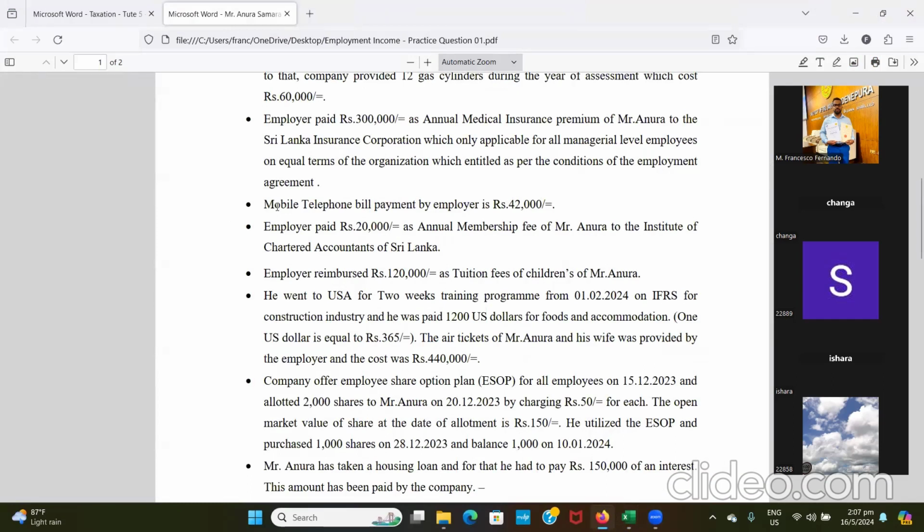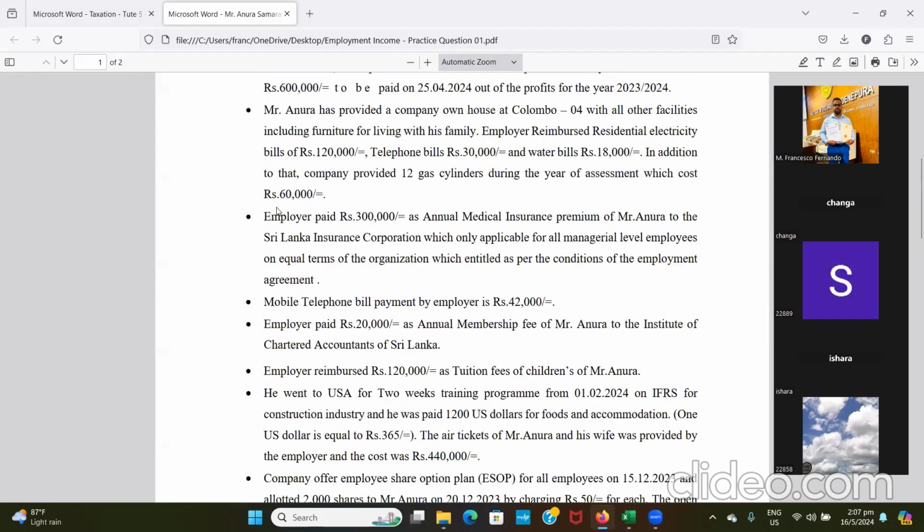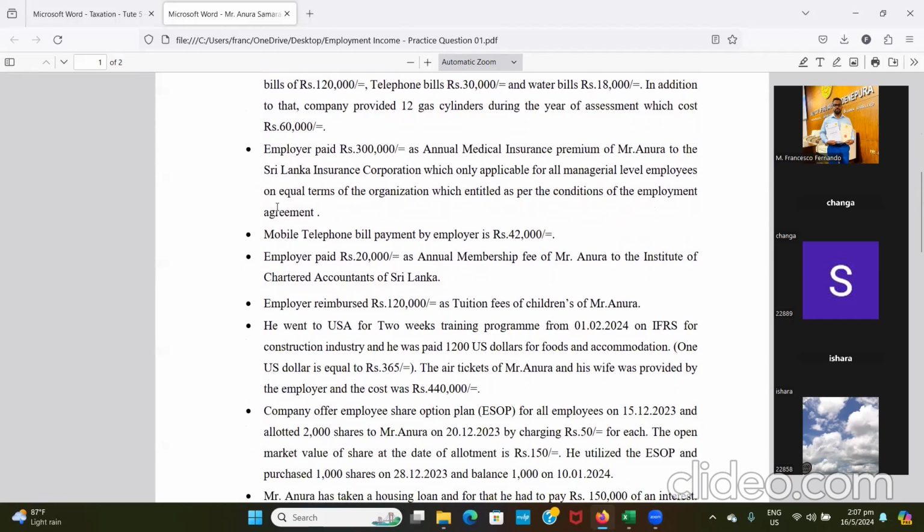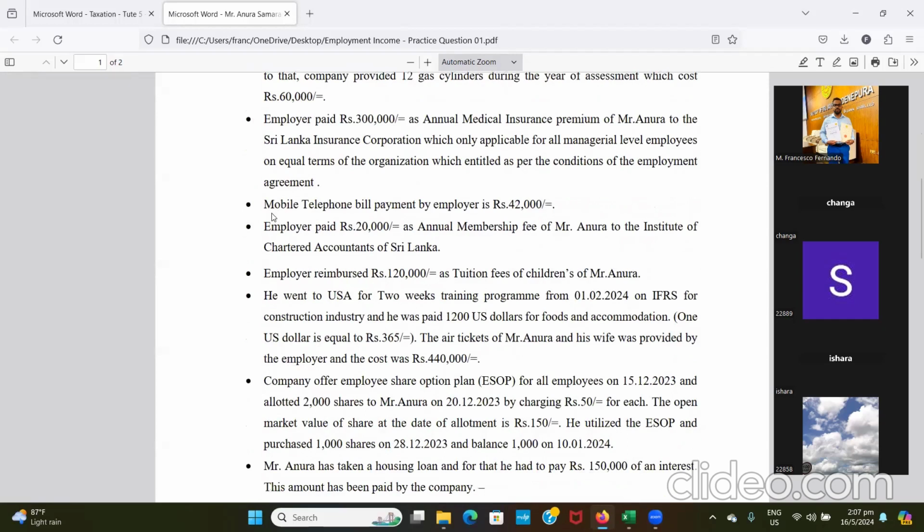Where is it? Have I missed the monthly telephone bill? No, no. Here, right. Mobile telephone bill payment by the employer is how much? 42,000. So the mobile telephone bill payments by the employee, it is 42,000.